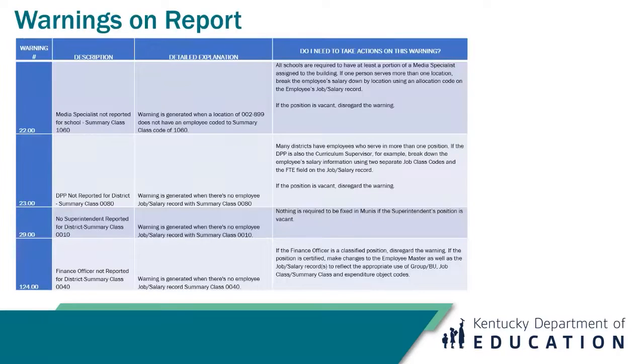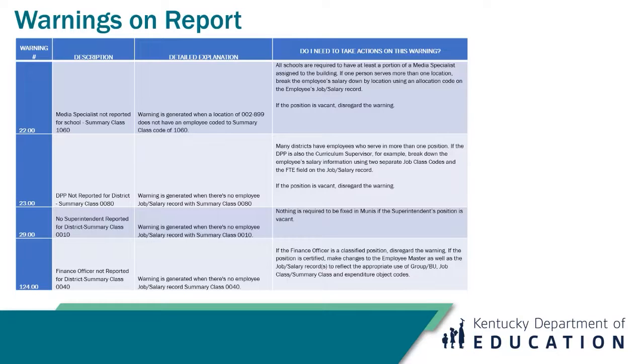And this is a list of just your warnings that you can get on the report. 22 being that a media specialist is not reported for the school, summary class code 1060. Do I need to take actions? All schools are required to have at least a portion of a media specialist assigned to the building. If one person serves more than one location, break the employee's salary down by location using an allocation code on the employee's job salary record. If the position is vacant, disregard the warning. So these are all just warnings that you can look through to see what it's asking you to check for.